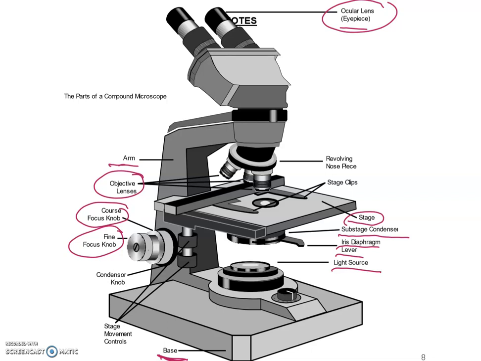The part where your slide goes on is the stage right here, and there are these stage clips as well. Below the stage, you have the substage condenser and the iris diaphragm lever that controls the amount of light that comes from the light source and then hits your specimen. Then your objective lenses, a set of 3 that you can see, 1, 2, 3, embedded here into this revolving nosepiece, and then we have the fine and coarse adjustment knobs, or focus knobs, to move the stage up, bring your image in focus.